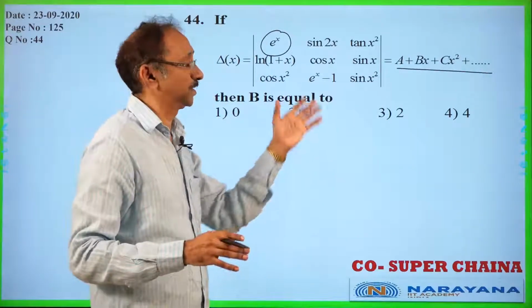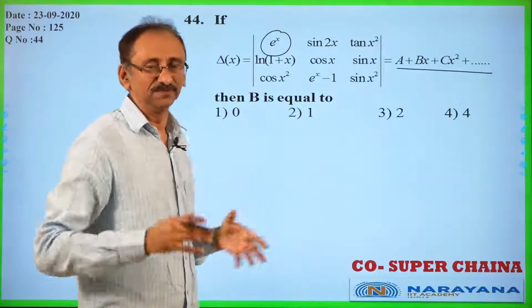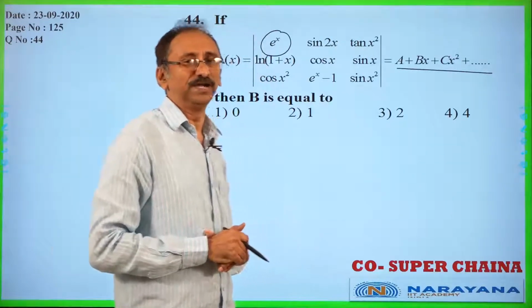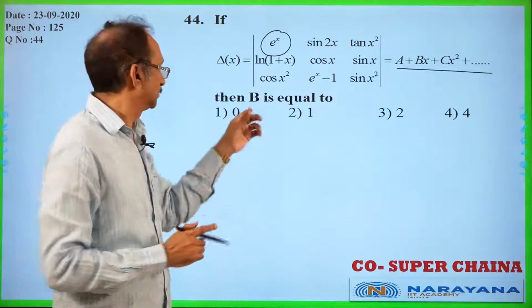But we cannot remember all those expansions. We cannot expand this determinant and we cannot simplify all. And after that, you have to find A. That is a very, very difficult task. Okay. So, what is it asking?